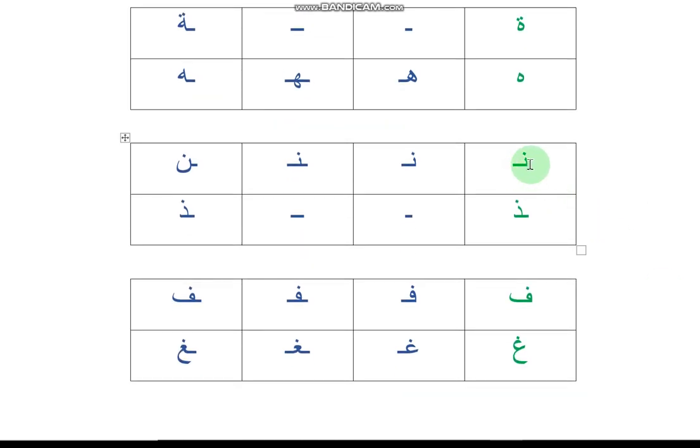This is Nun in isolation. This is Nun at the beginning, and this is Zal. Do not get confused. This is Nun, and this is Zal. They are not the same. Please take note of it.